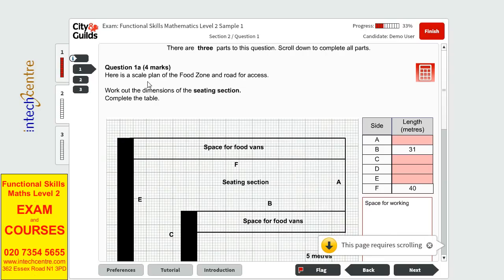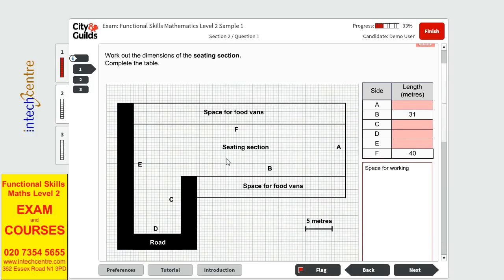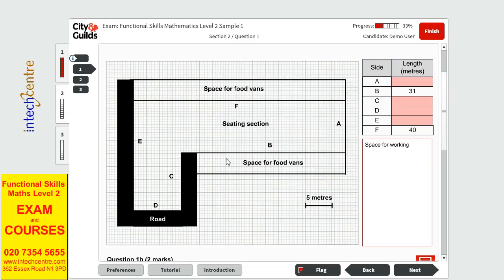The first question has 4 marks. They're telling us that here is a scale plan of the food zone and road for access. We have to work out the dimensions of the sitting section. We have to complete the table as well. If we look at the diagram given here, we can see that we have a scale also provided with it. We have the 5 meters, which equal to 2 boxes. You can see them as 2 centimeters, 2 squares, 2 boxes. However you like to say it, it will be correct anyway, as long as you understand how to use them in order to find the dimensions.